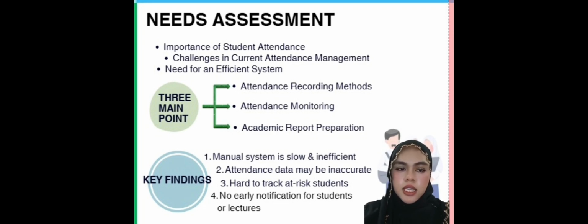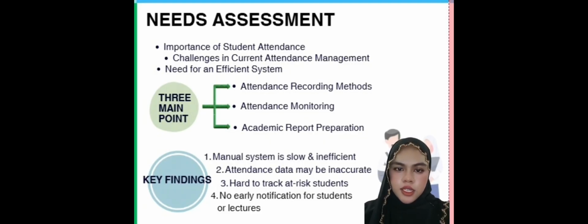And the third point is academic report preparation. Attendance data needs to be compiled into reports for lecturers and administrators. These reports help monitor trends, identify at-risk students, and support decision making. Without an efficient system, preparing these reports can be time-consuming and less accurate.